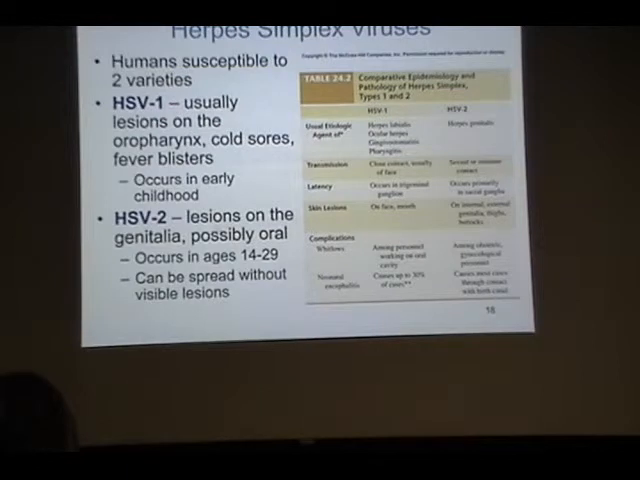And these two viruses actually are very similar in terms of structure. They are very closely related, basically. They share a lot of homologies. I mean, they are almost identical. They're very, very close.